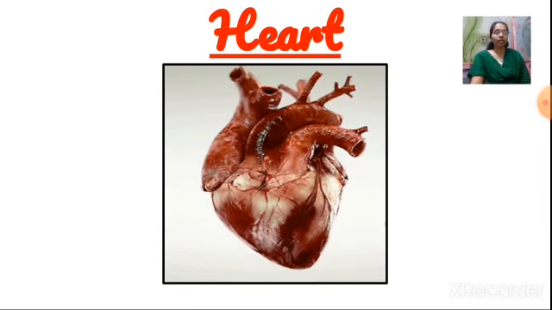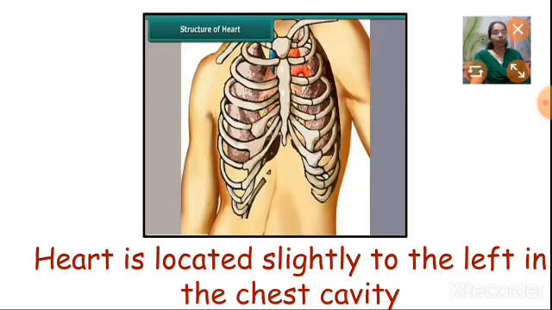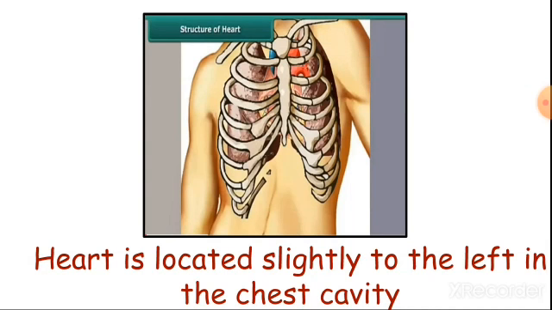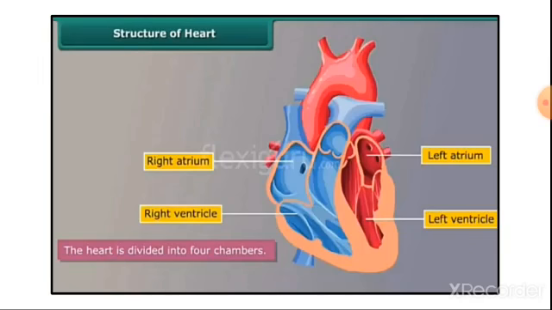Learn about an important part of our body, that is the heart. The heart is a muscular organ located slightly to the left of the middle in the chest cavity. It is the size of a human fist. It is responsible for pumping blood to different parts of our body. The heart is divided into 4 chambers. The 2 chambers at the top are known as the left atrium and the right atrium. Here you can see on the screen. And the 2 chambers at the bottom are known as the left ventricle and the right ventricle.